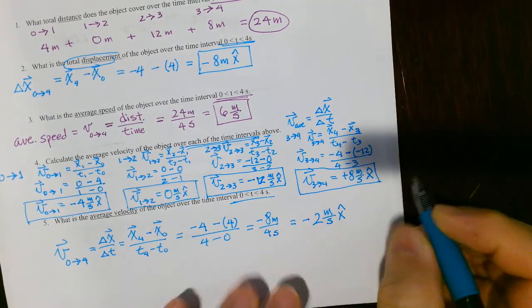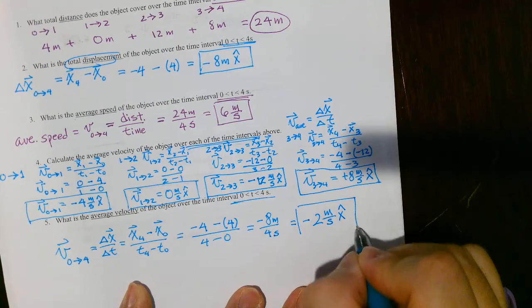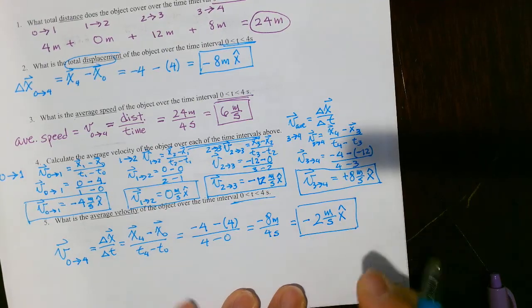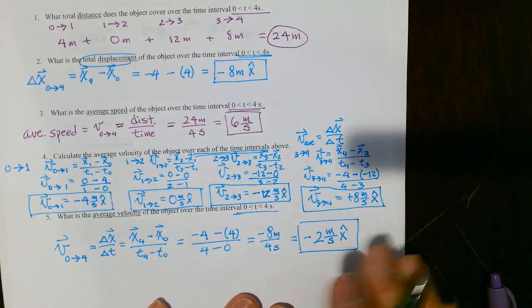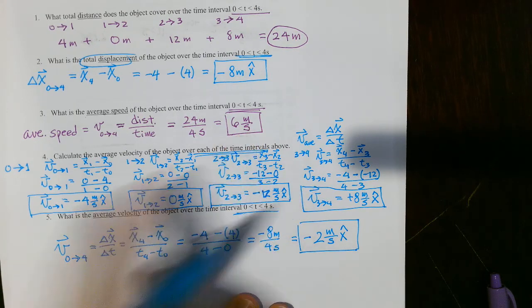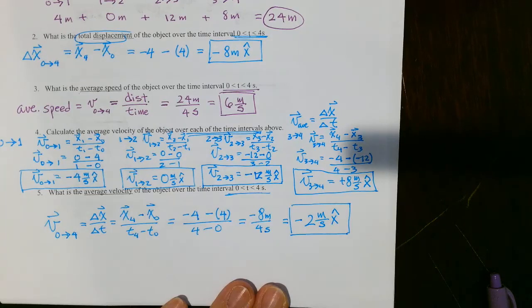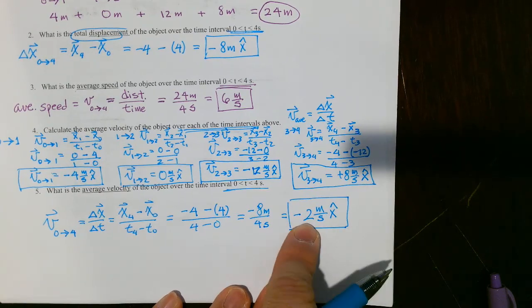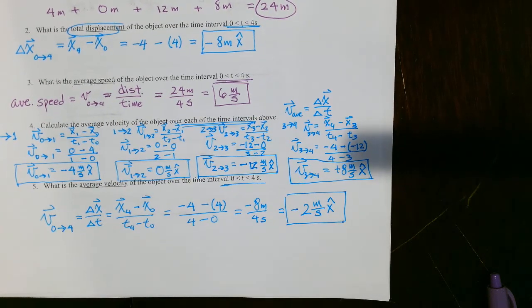So notice the difference between the average velocity and average speed. The average speed of the total trip was 6 meters per second. However, the average velocity for the total trip is only negative 2 meters per second x hat. Okay? So I will give you some time to finish copying this down.